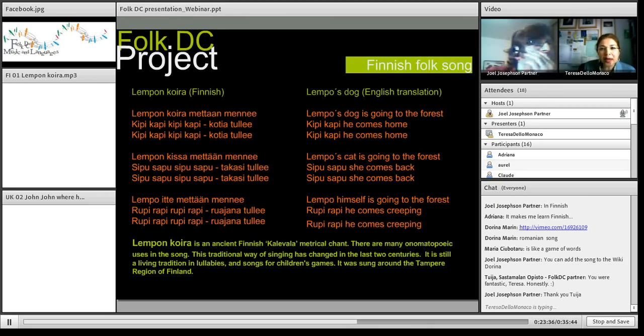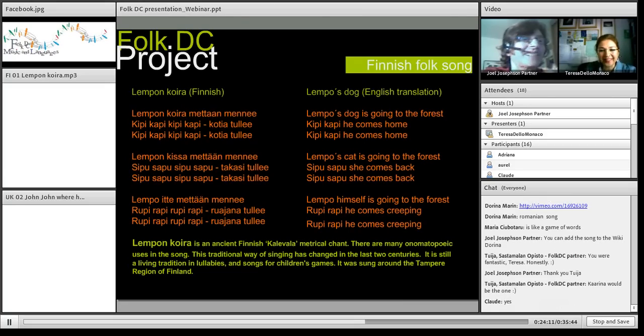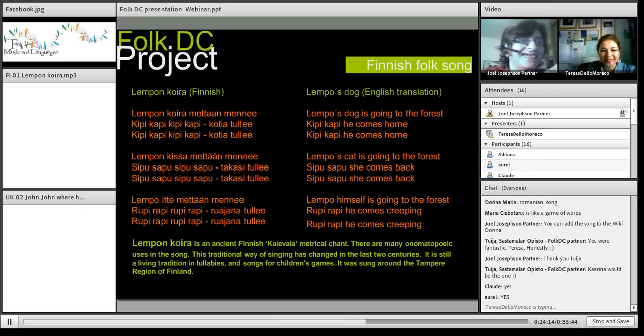It would be nice if some Finnish people could sing Lempon Koira, but how can we listen to them, Joel? Well, I did prepare Karina, but unfortunately she's teaching a class at the moment. So we only have Toija, and Toija said very categorically that she doesn't want to sing, so that's fair enough. Shall we try singing this all together? Does everybody want to have a go at singing in Finnish? Yes, right. Claude, you've spoken for everybody. Okay, let's go. On your lead. Let's do it together then.